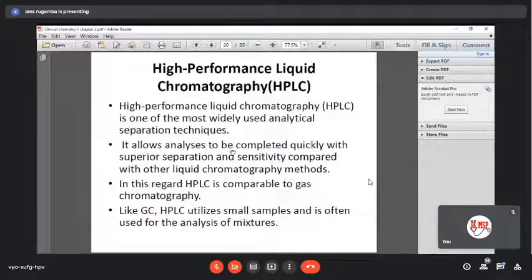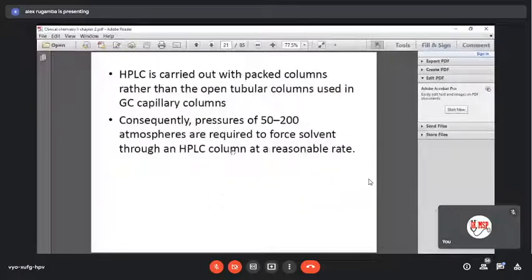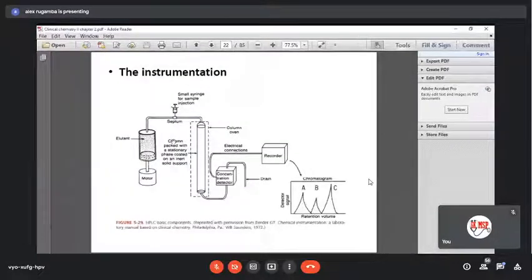HPLC, high performance liquid chromatography, is the most widely used analytical technique. The analysis can be completed quickly, with superior separation and sensitivity compared to other liquid chromatography methods. We talked about the column and the instruments. I showed you this instrument and how the results will be analyzed as these curves.